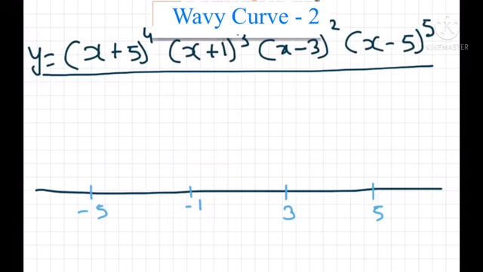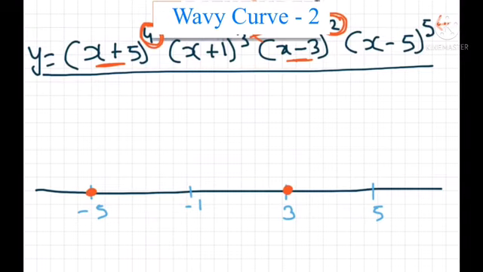Now for the exponents, find out at which places you have an even number. So this is even and this is even. These two are even. This 3 is odd and 5 is odd. So no problem with the odd. This 2 is at x equal to 3, so the corresponding point is 3. This is for x equal to minus 5. So these are the points. At these 2 points, it will not change its sign.